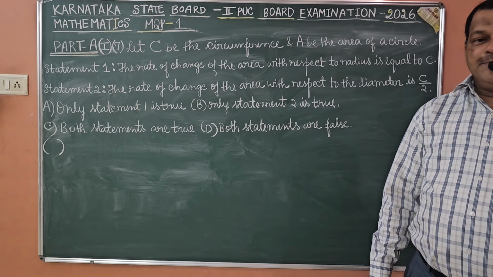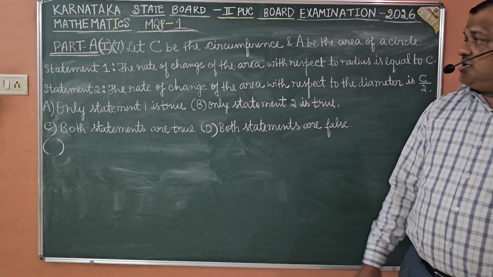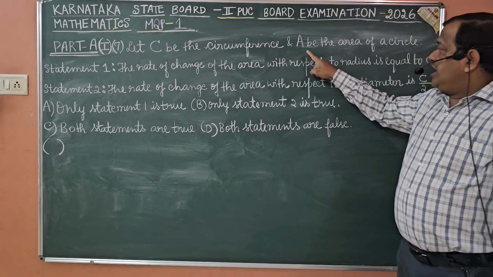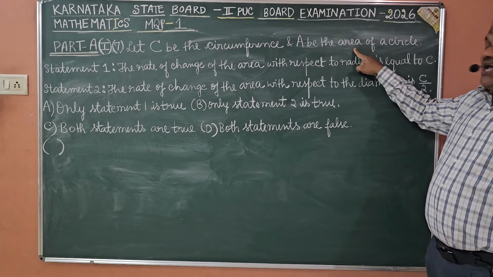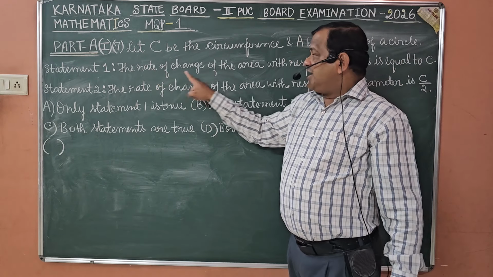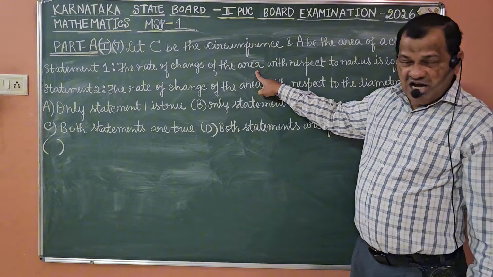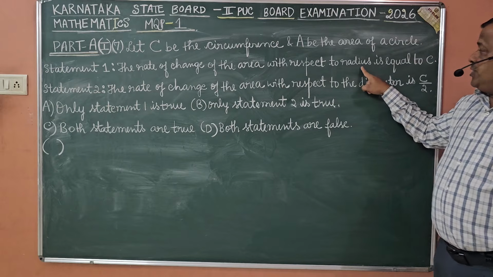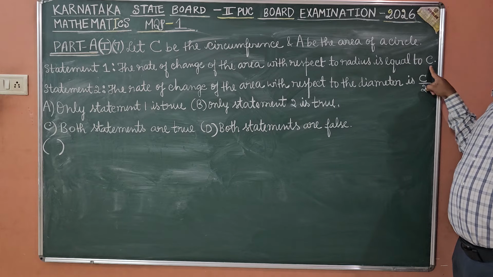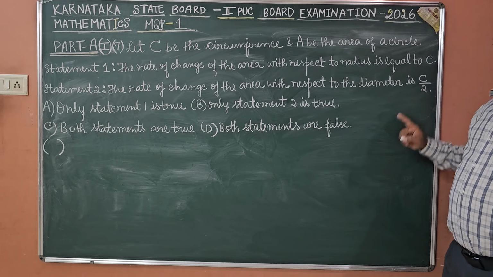Here is the seventh MCQ. Let capital C be the circumference of a circle and capital A be the area of a circle. Statement 1: The rate of change of the area with respect to radius is equal to C. C means circumference. This we find out first.